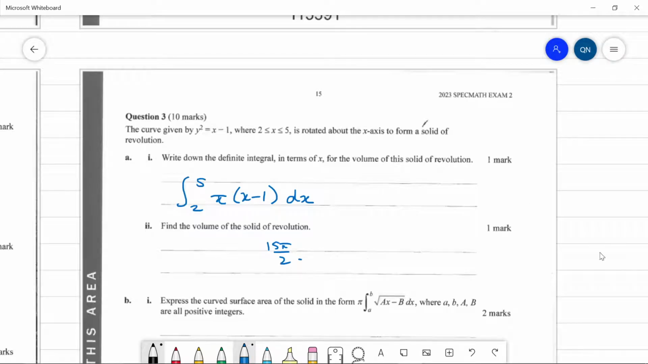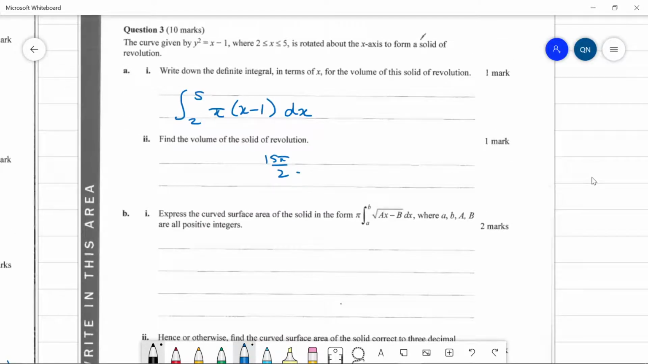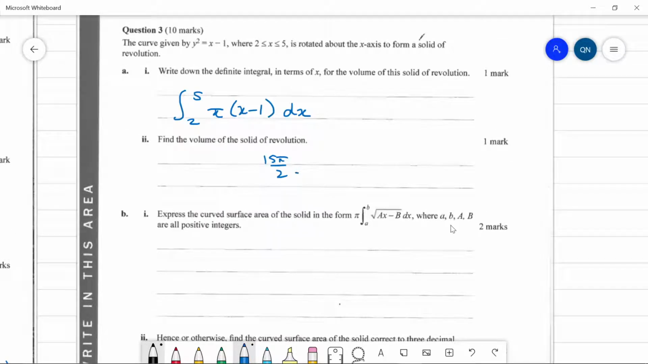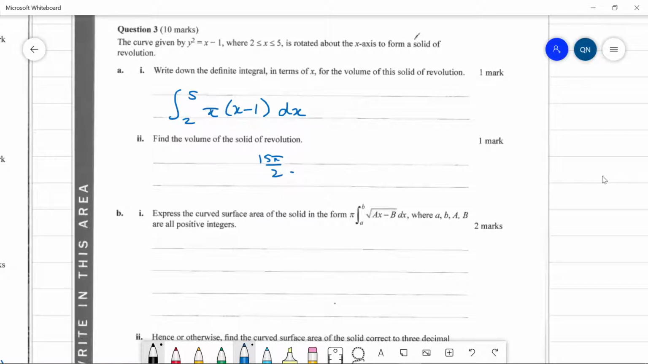Okay, express the curved surface area of the solid in this form, where a, b, and c are all positive integers. Alright. So we express the curved surface area of the solid in this form. So, integral from 2 to 5. The formula for surface area, you do something like 2 pi times the radius.